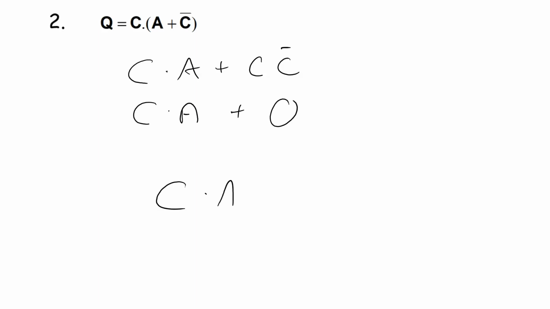Okay, question 2, so let's, for want of a better word, multiply out the brackets. C and A, or C and not C. C and not C is an identity, that's 0. So we're just left with C and A. Can't get any simpler than that. Job done.